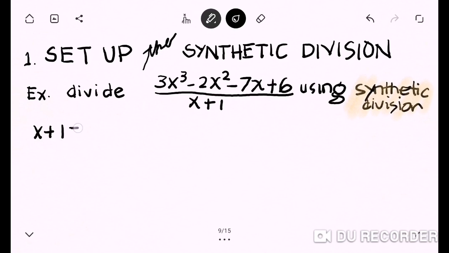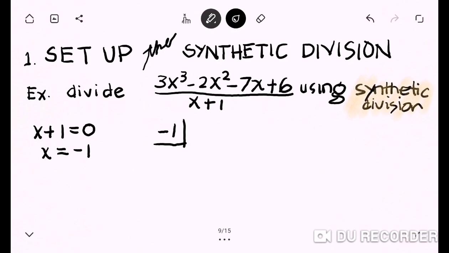So sabi ko kanina, we have to equate this to 0 and then apply addition property of equality. So x plus 1 equals 0 will become x equals negative 1. So meron na tayong value ng ating divisor. So pwede na nating isulat as negative 1.